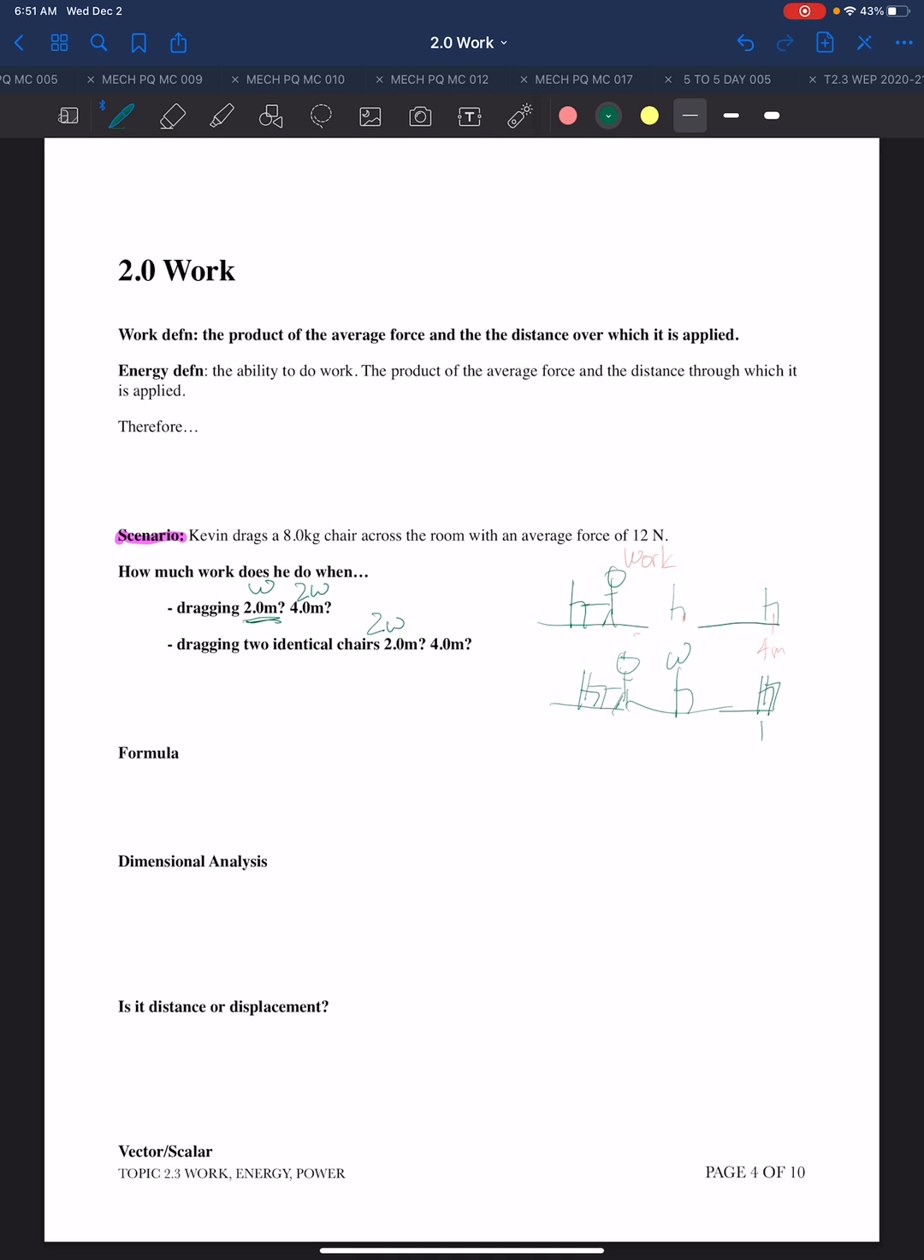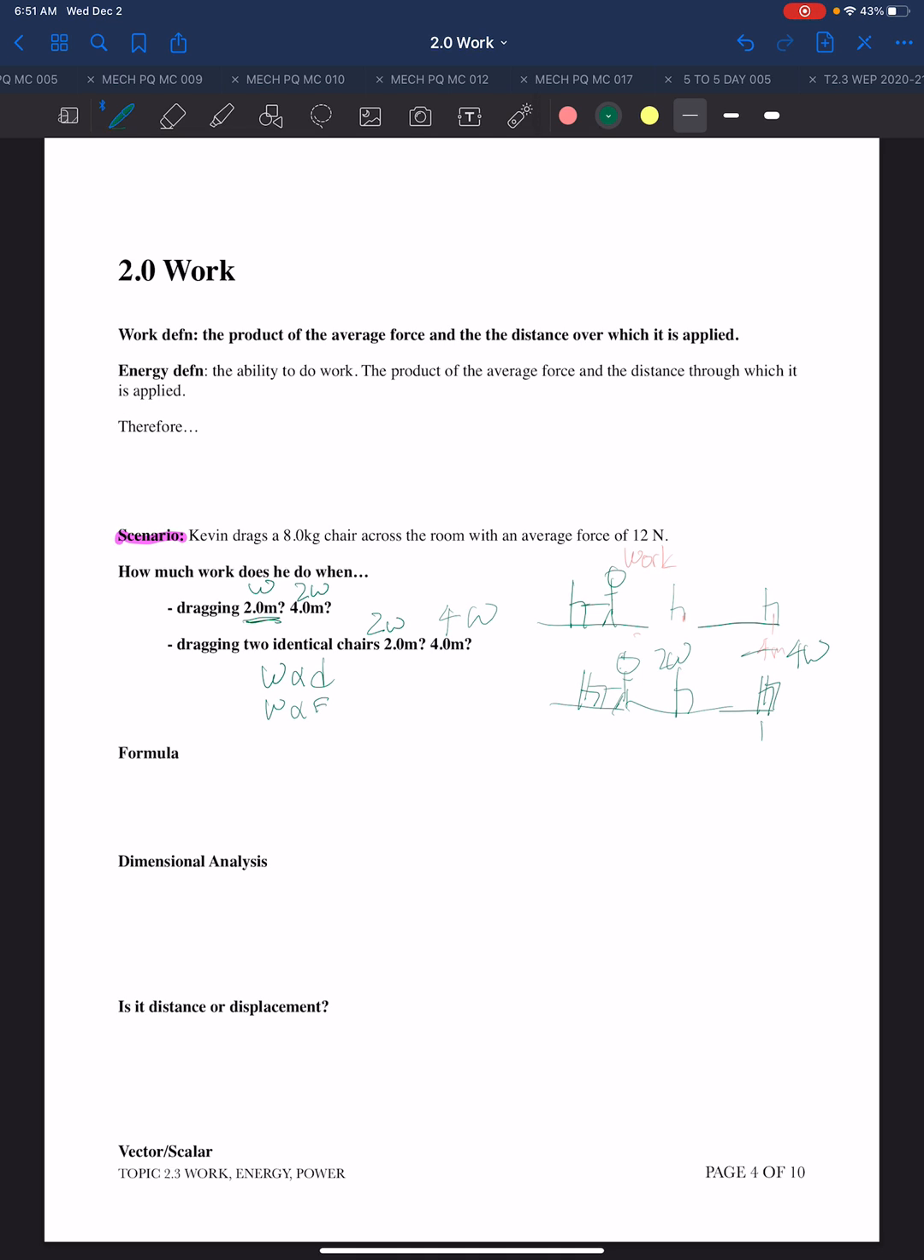So if this is W, 2W to here, he did twice as much work as dragging those 2 chairs to 4 meters. So we could then see that it is 4 times the work going to 4 meters. So we have a situation where the work is somehow directly related to the distance that they are dragged. I double the distance, I double the work. We can also see that the work is related to how hard he had to pull those chairs, or what we might say is the force. And by doubling the force, going to 2 chairs, we do twice the work.